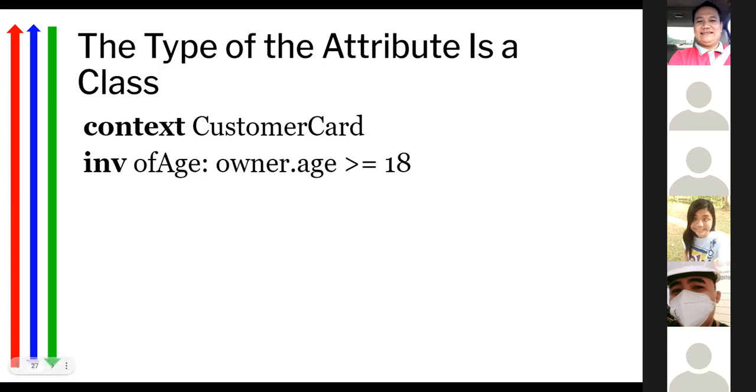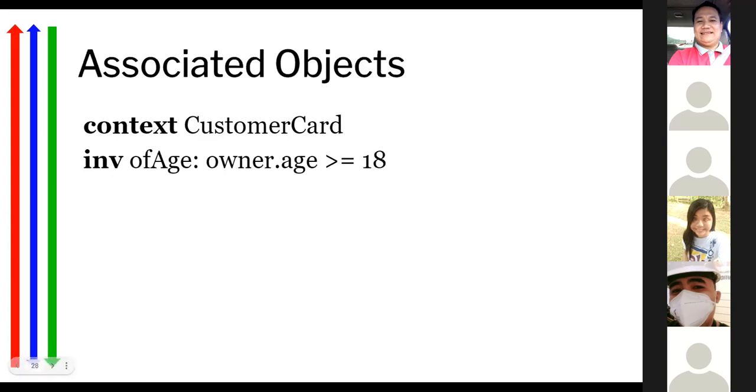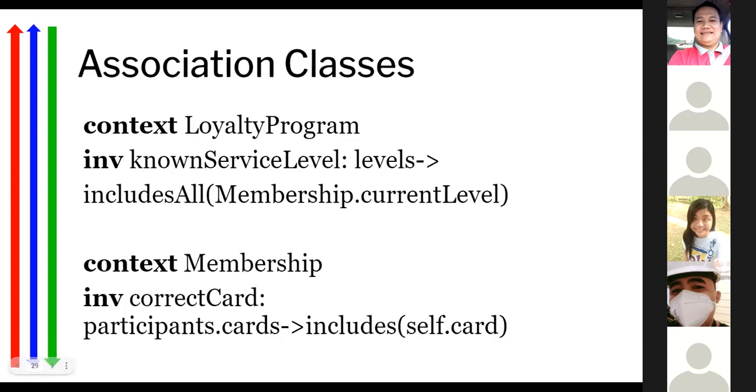So, ito naman yung the type of the attribute class. So, sa customer card naman, ito another way lang of expressing yung constraint na kailangan 18 and above yung customer. Next. Okay. Ito, okay. Next slide na lang. Nagkamali lang yata ako dyan. Ito, association classes. Okay. Ito naman. Yung association classes naman, wait.